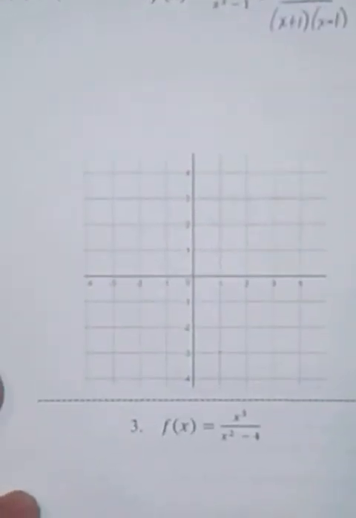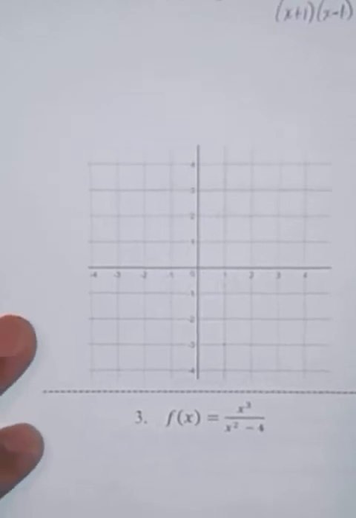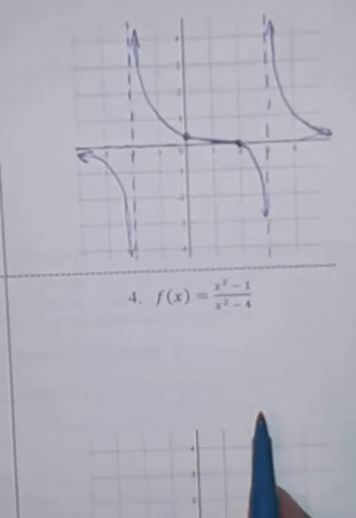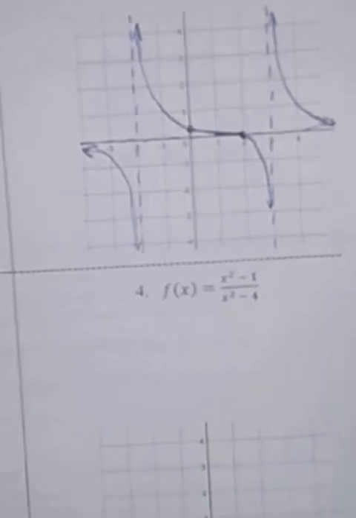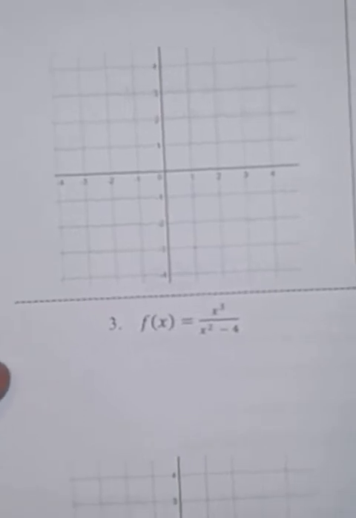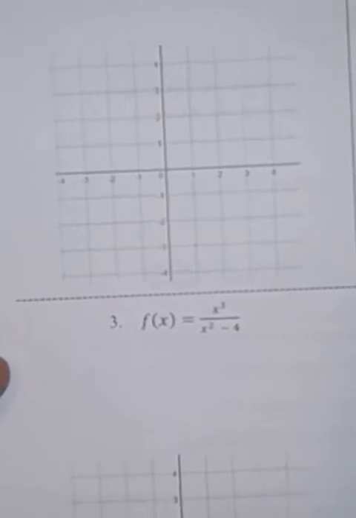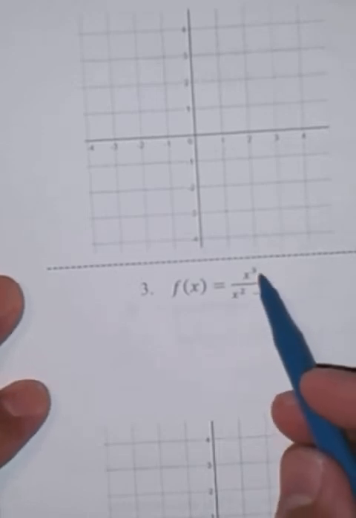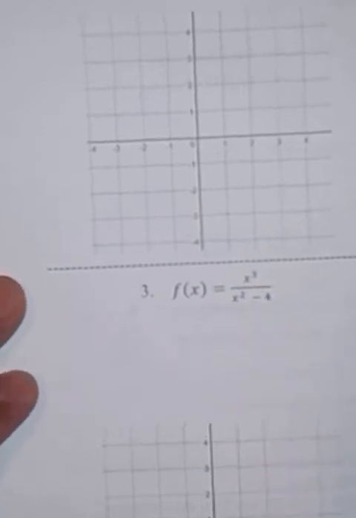Let me go on to number 3. f of x equals x to the third over x squared minus 4. And that one also will start together. So number 4 should be a little bit more direct: f of x equals x squared minus 1 over x squared minus 4. But number 3 is a little bit different. So this one will have a slant asymptote, which we're going to get by dividing x to the third by x squared minus 4.